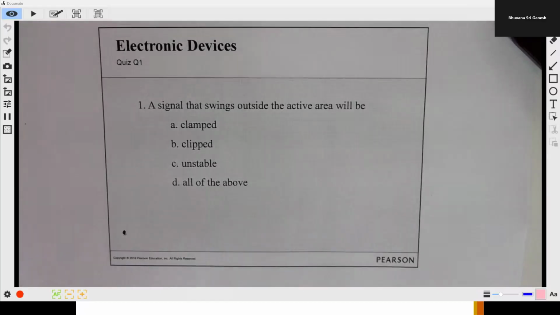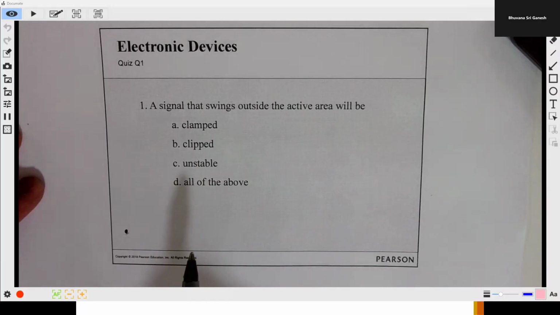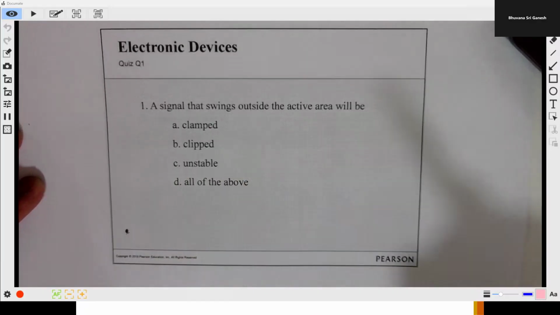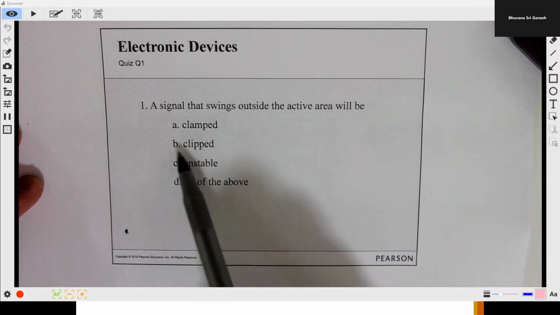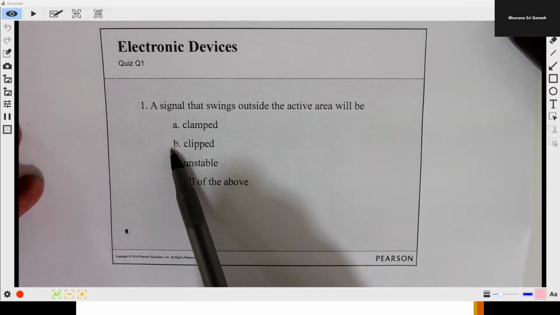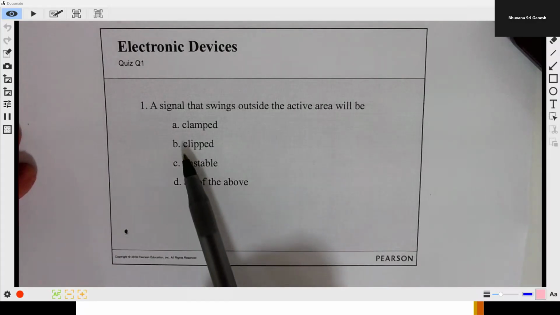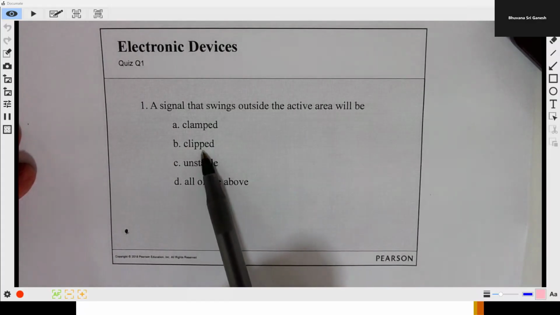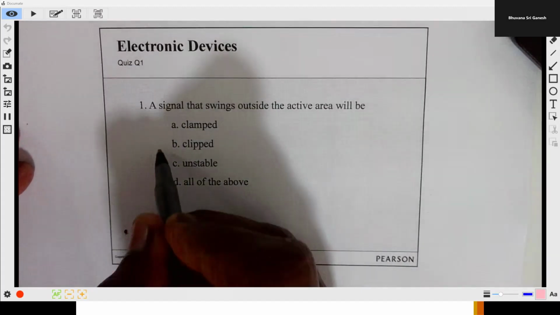Now we are going to solve some questions for the quiz for chapter 5, which is DC load line biasing circuits. A signal that swings outside the active area will be clipped. You have to refer to the diagram in the slide where it shows how the signal will be clipped. When you choose the Q point, the quiescent point or the operating point, close to cutoff, what will happen, close to saturation, what will happen? In both ways it's going to be clipped, so B is the answer.